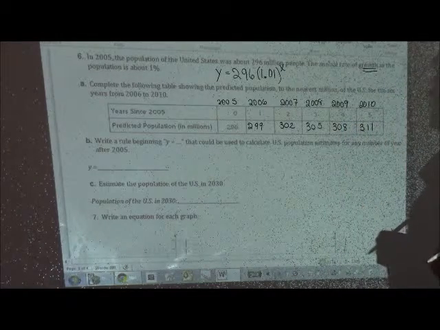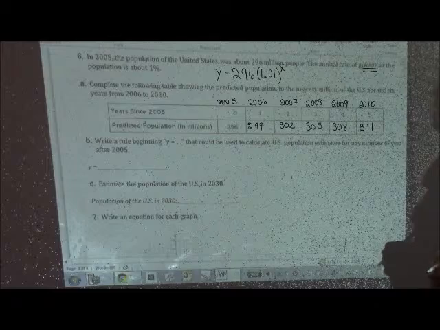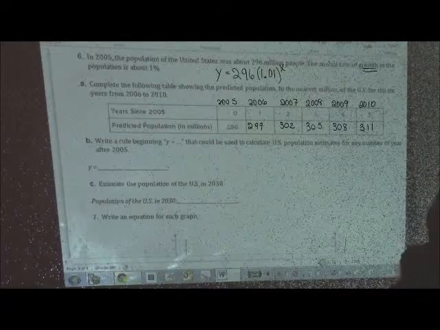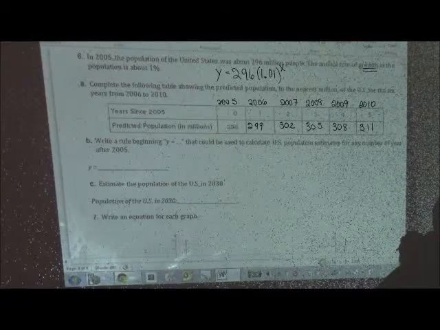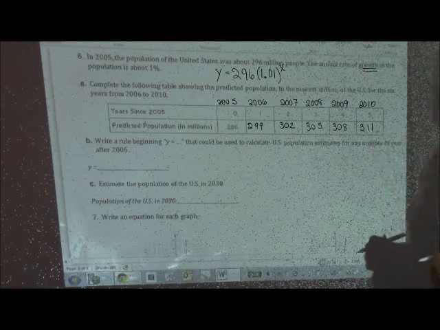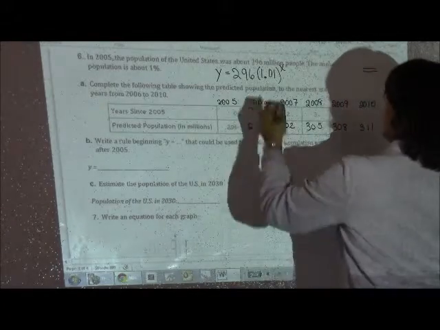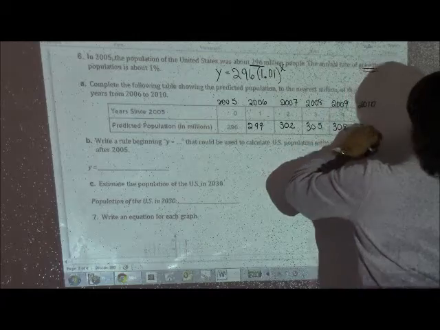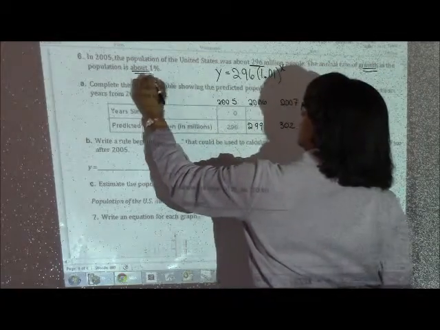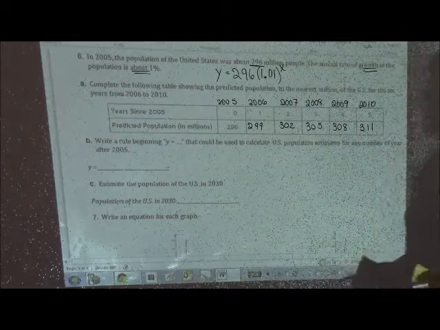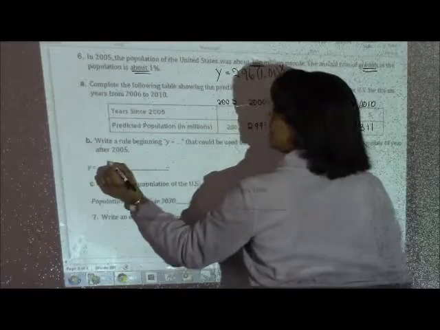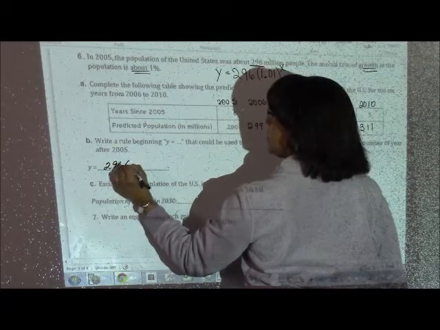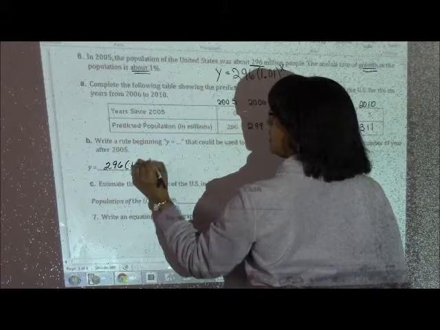Now for letter B, it says write a rule beginning with y equals that can be used to calculate the U.S. population estimates for any number of years. We already wrote the rule. To me, it's really easy to write the rule from what you're given up top, so I like to write the rule because the rule helps me a lot. So let's go ahead and write our rule. 296 times 1.01 to the x.